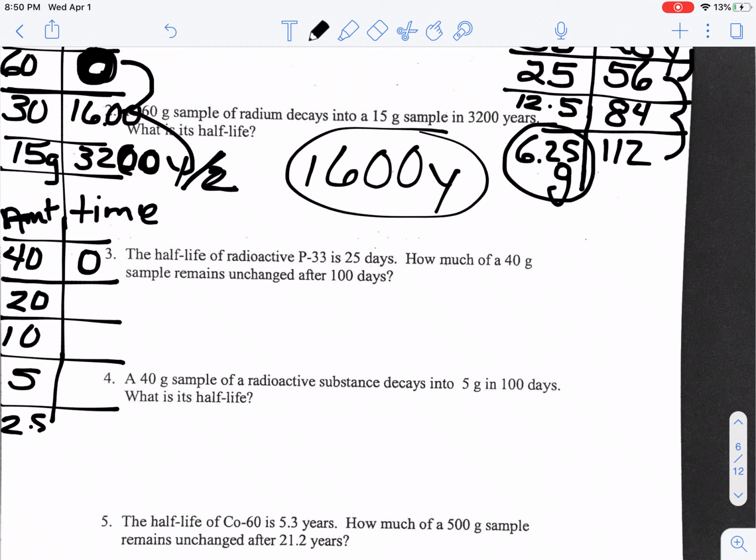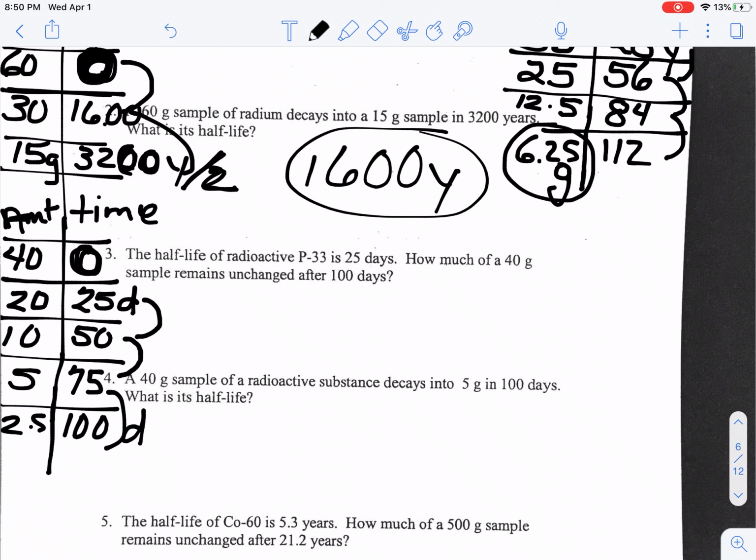All right. On the time side then, you always put a 0 in the first slot. The second slot is always your half-life. So in this case, it's 25 days. In the next slot, another 25 days go by, which is 50. The next slot, another 25 days go by, which is 75. The next slot, another 25 days go by. Now I'm up to 100.